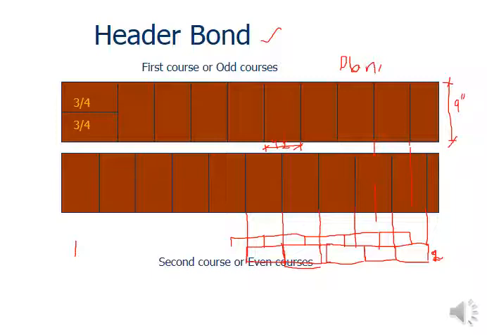So to place the second course, the even course, that may be easier: you are placing a complete header brick at the corner, at the start, and then another full brick. This is your first brick, this one is your second brick, the third brick, fourth brick, fifth brick, sixth brick, and 7, and so on. Okay, like this.